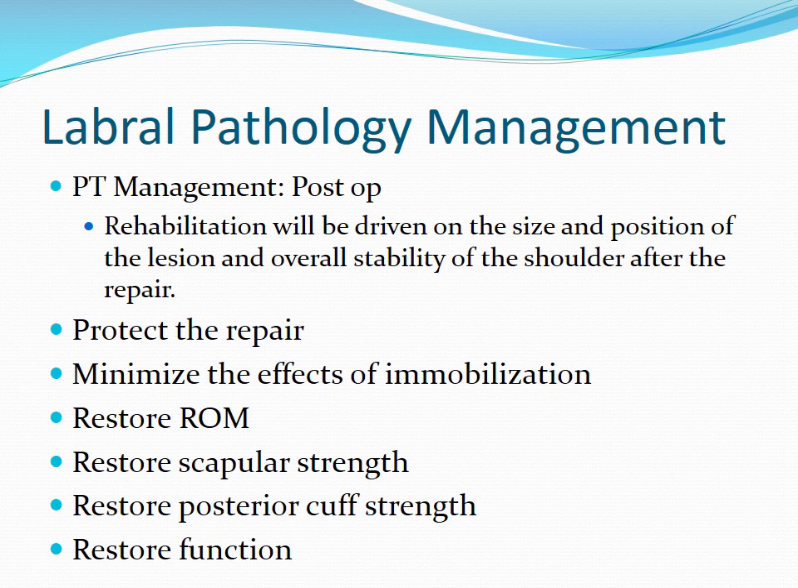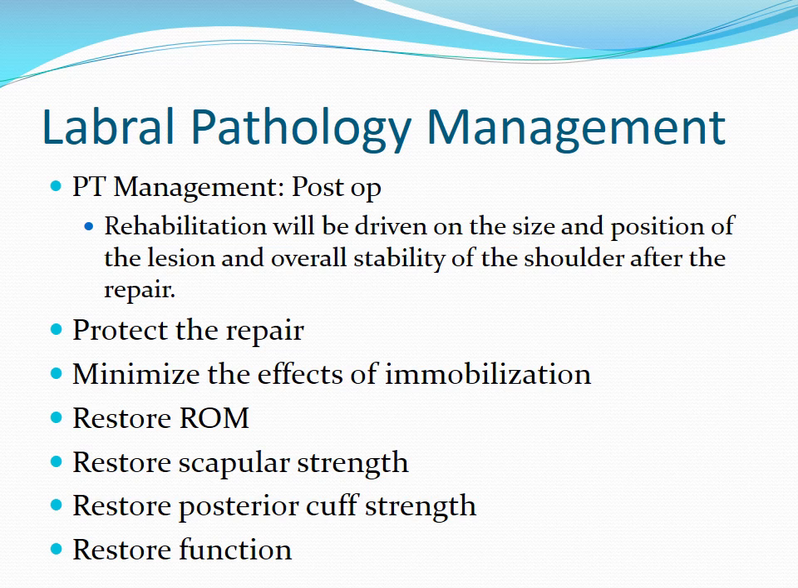You want to minimize the effects of immobilization. That's what I'm talking about. This active range of motion of surrounding joints and structures that you're allowed to move: the scapula, the wrist, the elbow. As long as it's not really a SLAP lesion, they may have to limit their elbow usage. Restore range of motion. Primarily, you got to get that back.